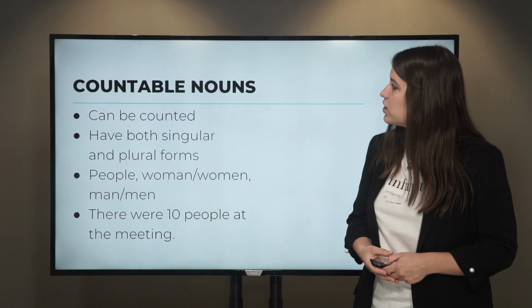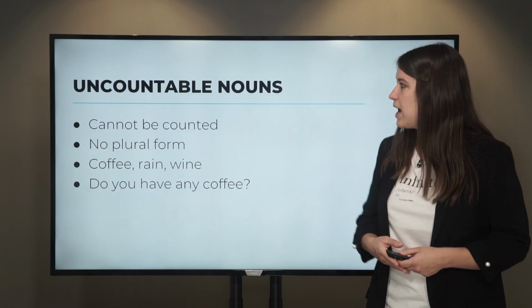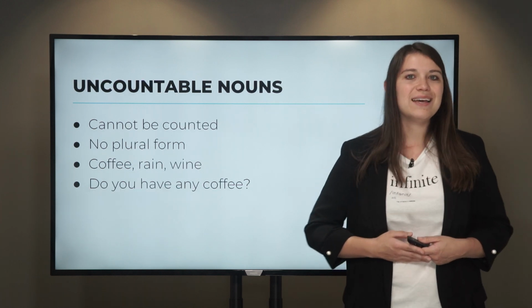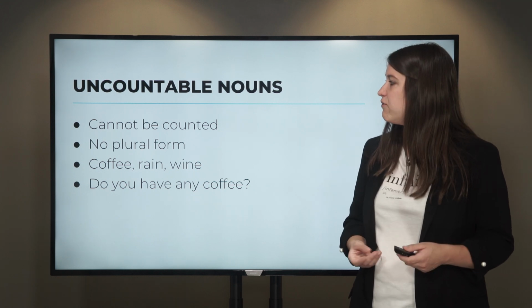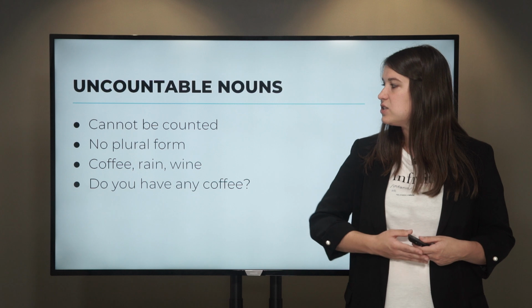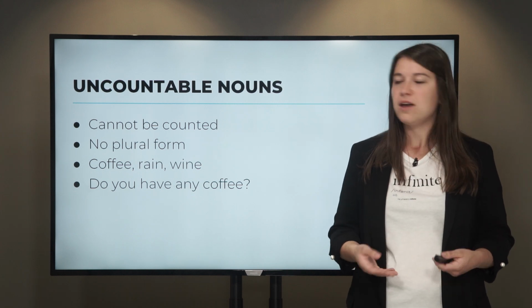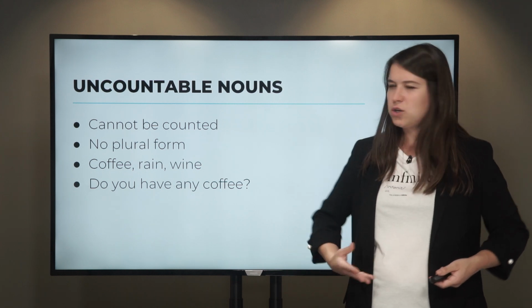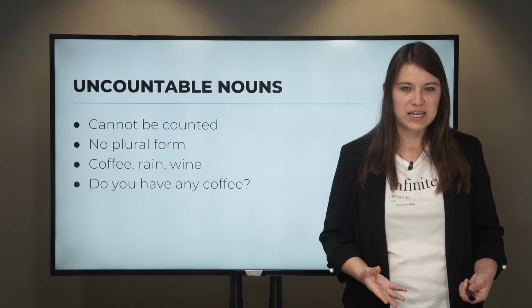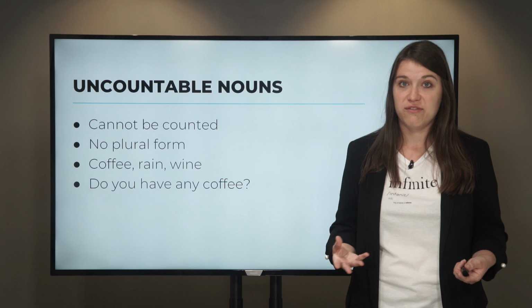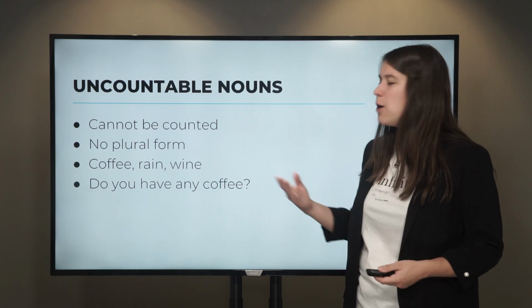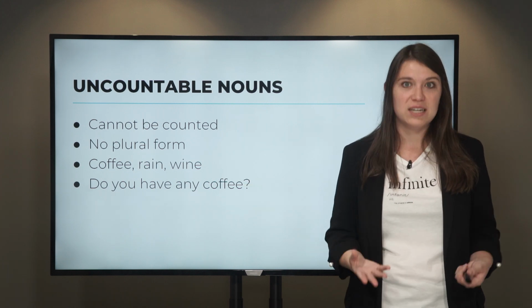So now let's look at uncountable nouns. Uncountable nouns cannot be counted with a number. They have no plural form, and these are things like coffee, rain, wine. You may think, why can't I count it? You can't say, how many coffees do you have? No, you say, how much coffee do you have? How many rains? No, how much did it rain last night?